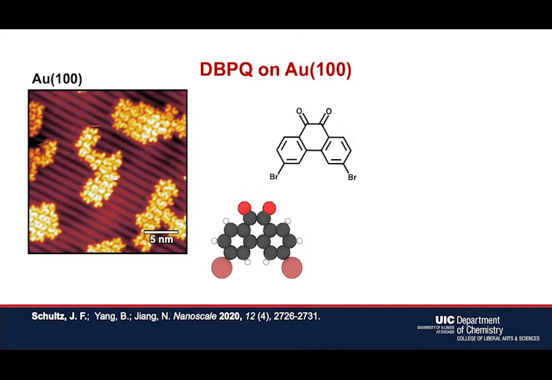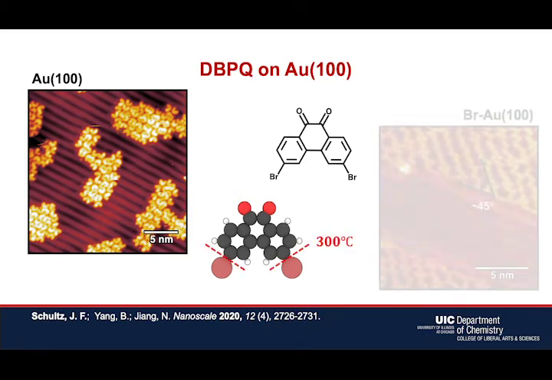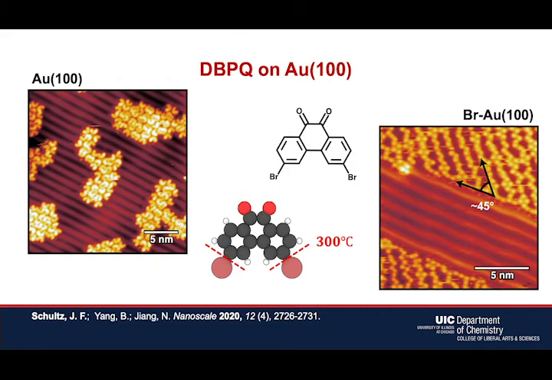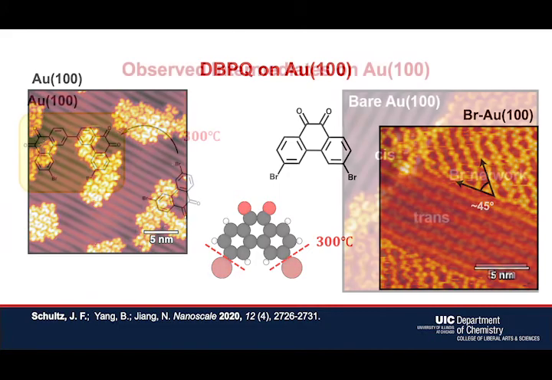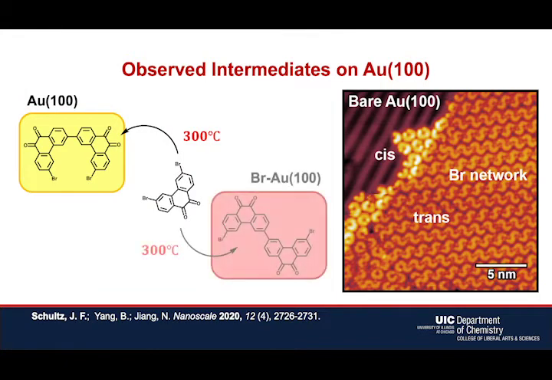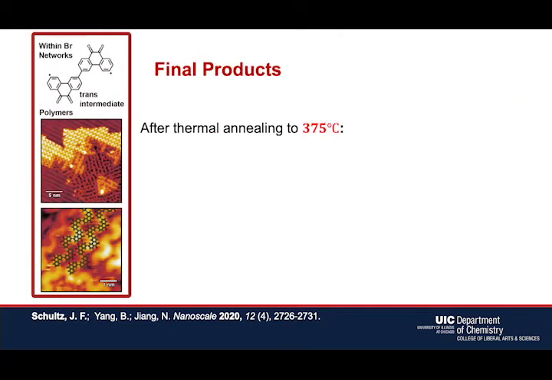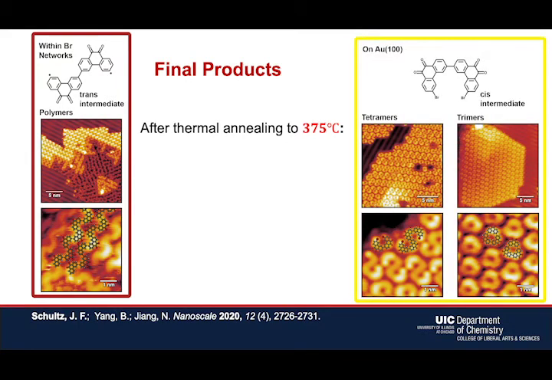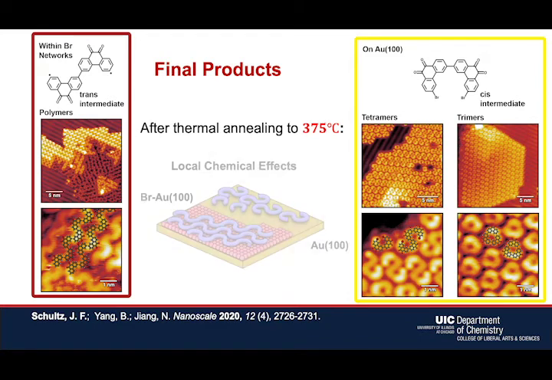I studied the Ullmann-like coupling reaction of 3,6-dibromophenanthroquinone, or DBPQ, on an Au(100) surface. Following thermal annealing to 300 degrees Celsius, the leaving bromine atoms were found to form self-assembled islands and modify the surface reconstruction. Cis dimers formed on the bare gold surface, while trans dimers were observed within bromine networks, with near-total selectivity. With an increase in the annealing temperature to 375 degrees Celsius, polymeric chains were found to propagate from the bromine networks, while the cis dimers were found to terminate at S-shaped tetramers due to steric hindrance, suggesting the potential to purposefully use adsorbed leaving groups as a tool to steer bottom-up fabrication methods.